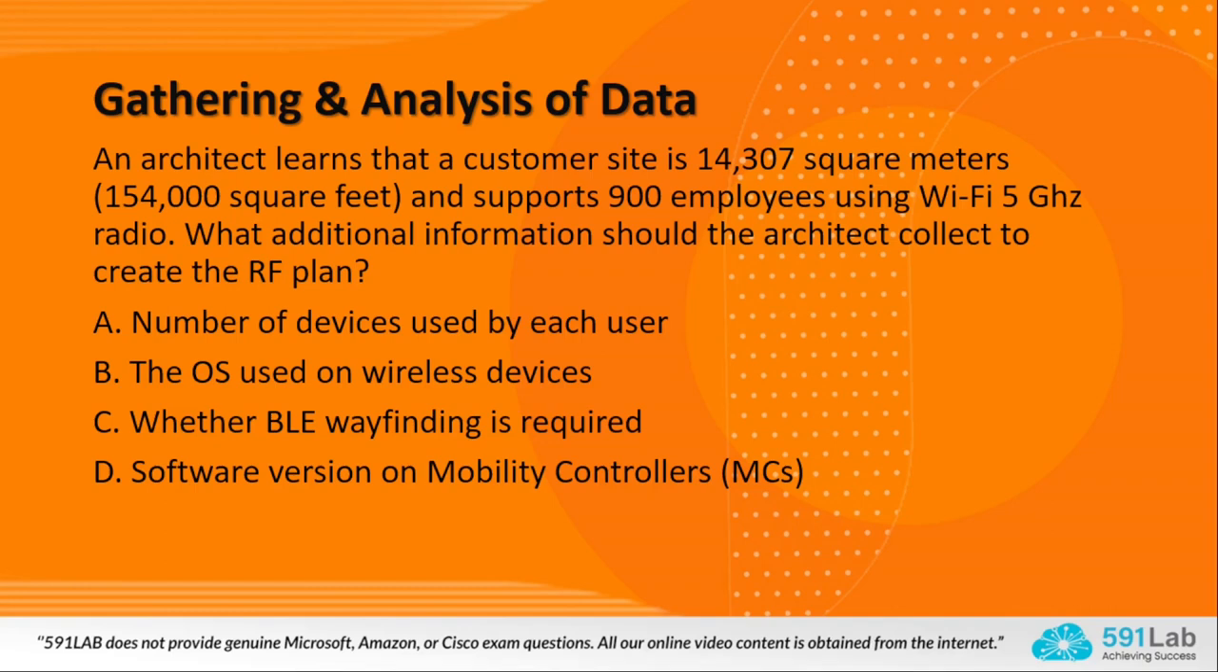Option C, whether BLE wayfinding is required. BLE wayfinding uses Bluetooth that works in 2.4 GHz and does not affect the RF plan of Wi-Fi that is going to operate in 5 GHz. So this is not correct. Option D, software version on mobility controllers. Firmware version of the mobility controllers has no impact on RF plan of Wi-Fi. All firmware versions of mobility controllers support both 2.4 GHz and 5 GHz bands. So this is not correct. Correct answer is option A.